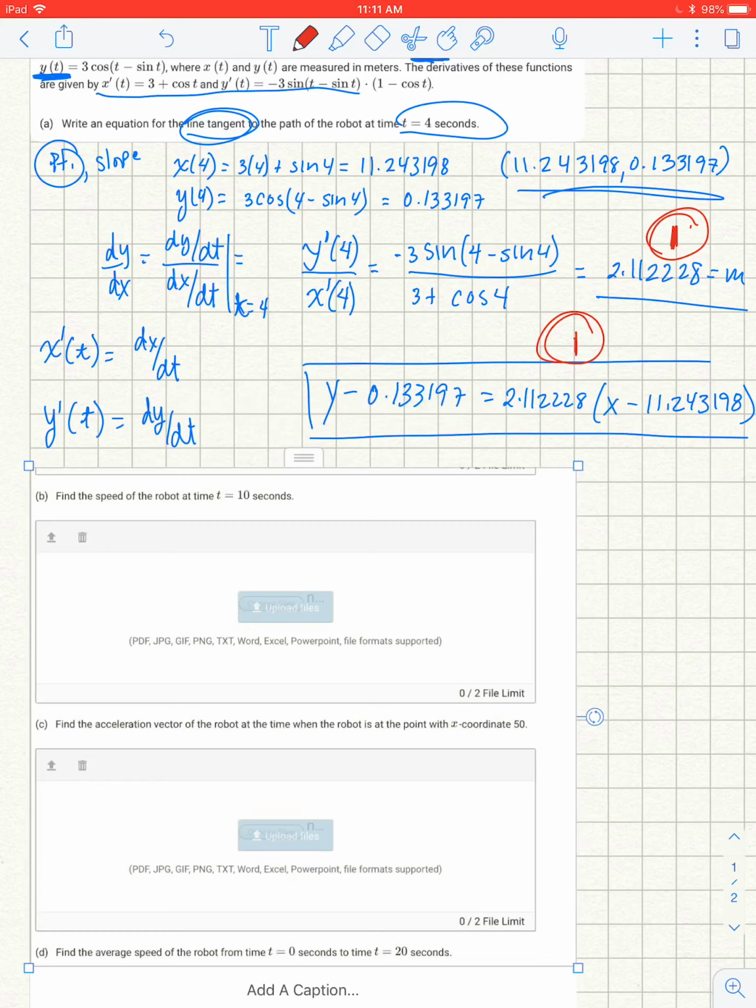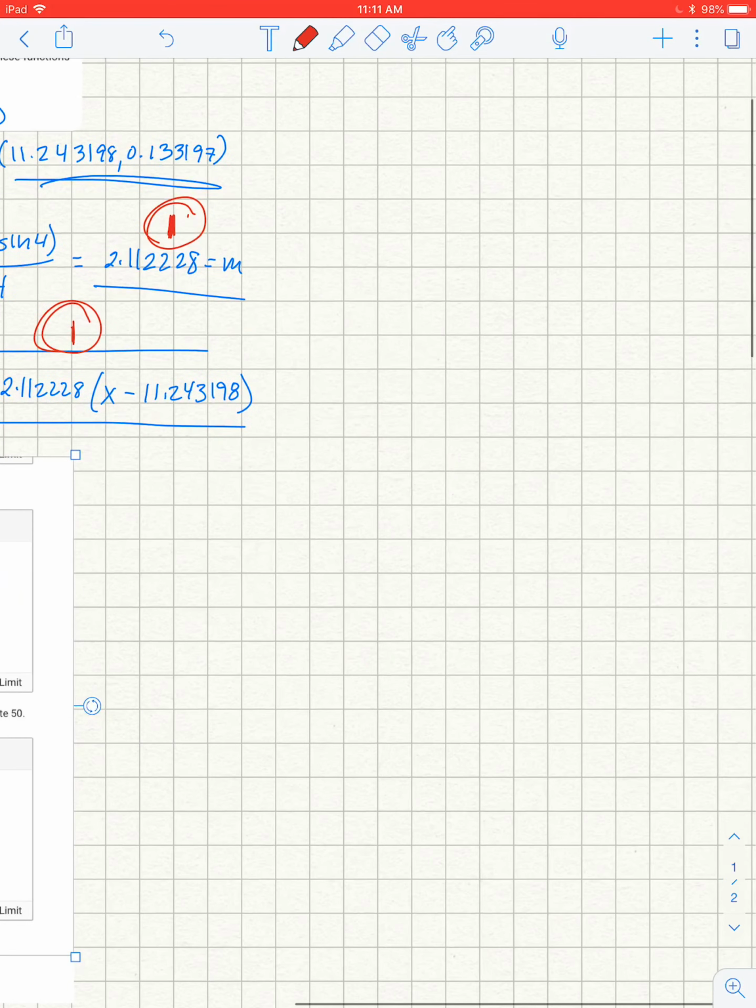Okay, so to find speed, basically it's a Pythagorean theorem. I'll probably do another lesson on this as well, but when you're looking for speed, you're really doing the derivatives, and then you're taking a square root. So what it'll look like, so we're looking for the speed at 10.